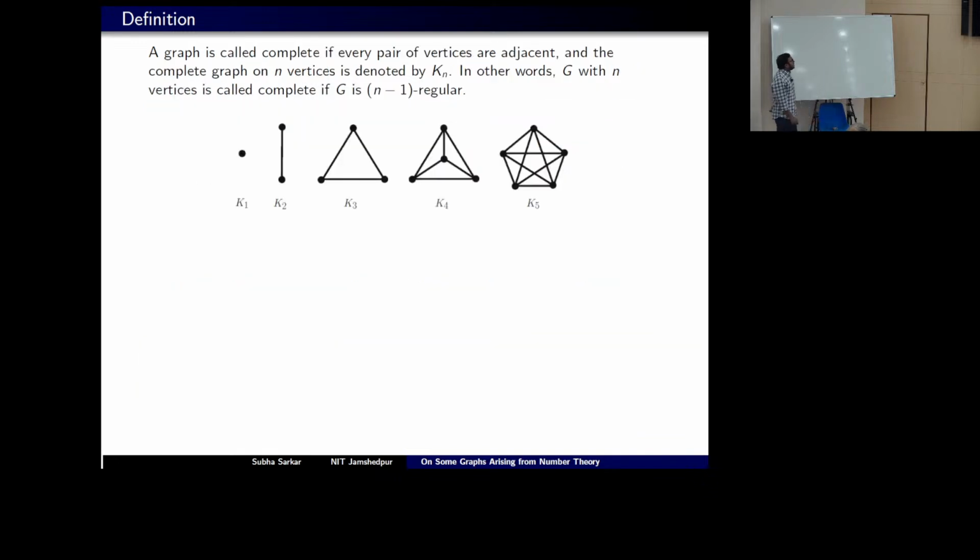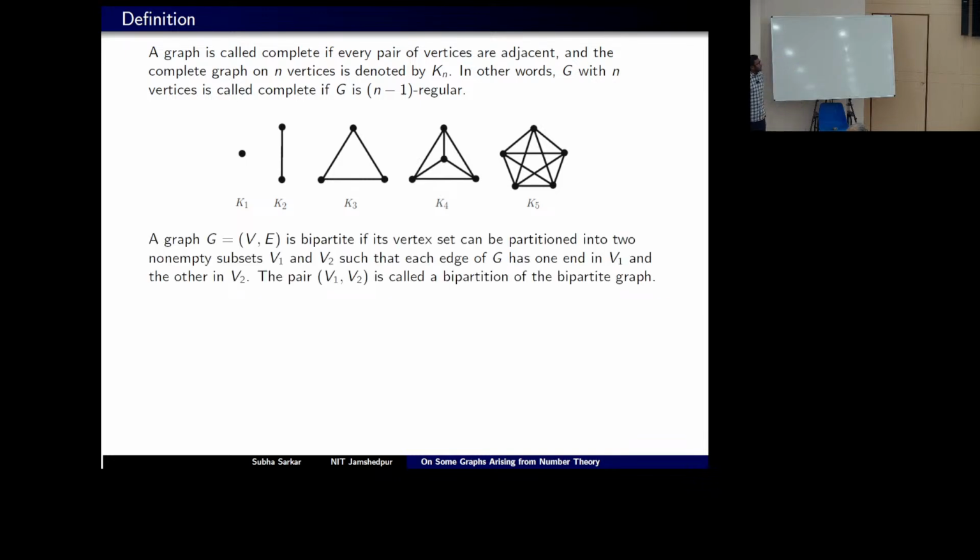Now a graph is said to be complete if between any two vertices there is an edge, that is, any two vertices are adjacent, and we denote a complete graph on n vertices by K_n. In other words, a graph which has n vertices is complete if and only if the degree of each vertex is n minus 1, that means it is n minus 1 regular. And here are some examples of complete graphs with 1 vertex, 2 vertices, 3 vertices, 4 vertices and 5 vertices.